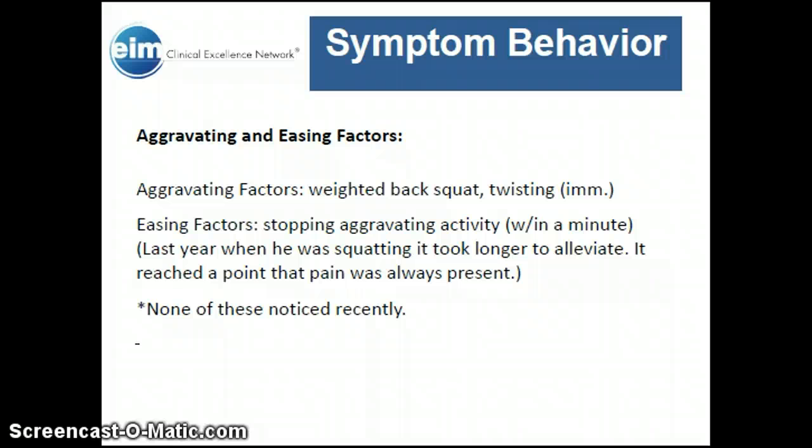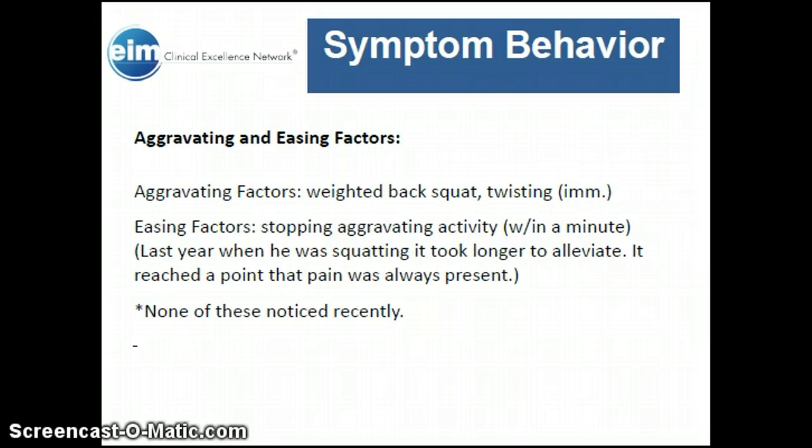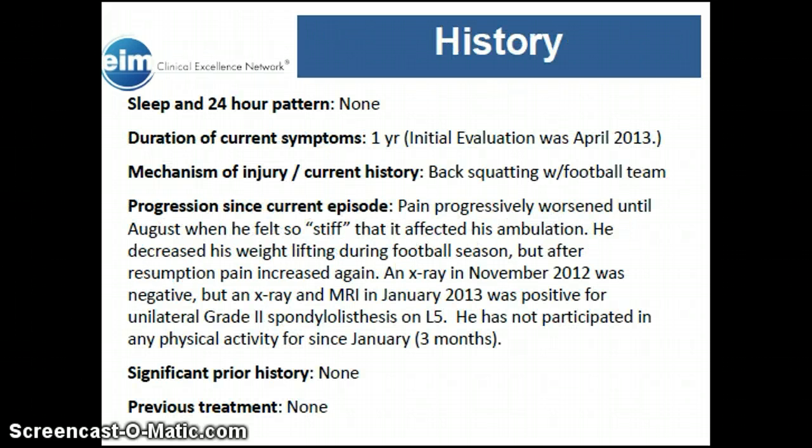This pain was aggravated originally by weighted back squats and then eventually twisting to the left. His easing factor was just stopping that. As time progressed, though, the level of pain that it went down to was never a 0, unfortunately. It should be noted that he hasn't had any of his pains recently. There isn't any sleep or 24-hour pattern. His symptoms have been about a year, but that's when they started. We haven't had them in the last 2-3 months.